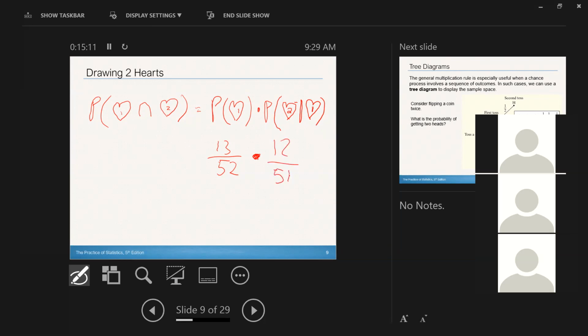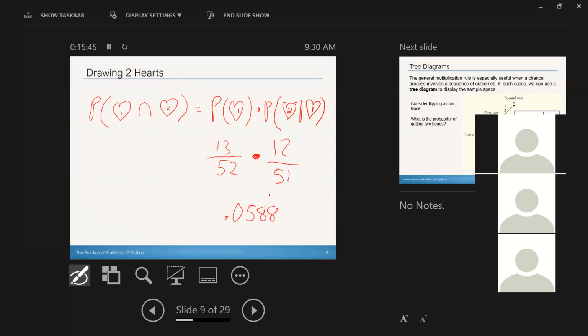So now what I'm going to do is put that in my calculator. I'm going to do 13 out of 52, which is 1/4, and we're going to multiply that by 12 out of 51, and I get 0.0588. So that means statistically, in the long term, if we were to do this process over and over again, in about 6% of the times we did it, we would see that we drew hearts twice in a row.